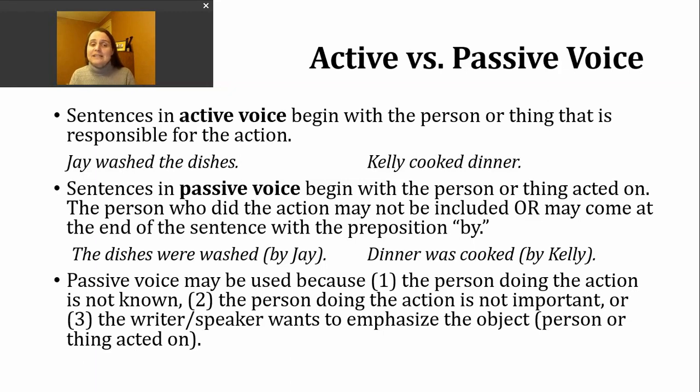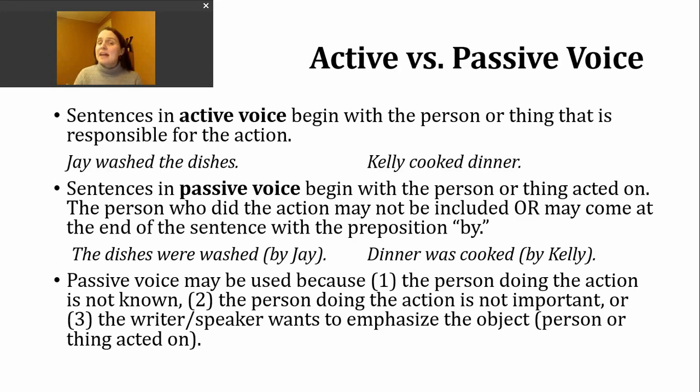A second reason that passive voice might be used is that the person who is doing the action is not that important. And that sort of connects to a third reason, which is the writer or the speaker really wants to emphasize the object. So again, that person or the thing that is acted on. And this is one way to sort of bring your listener or your reader's attention by starting that sentence with the thing or the person who is acted on.